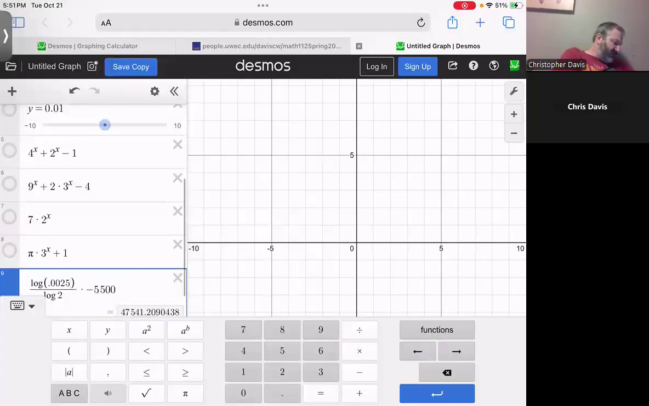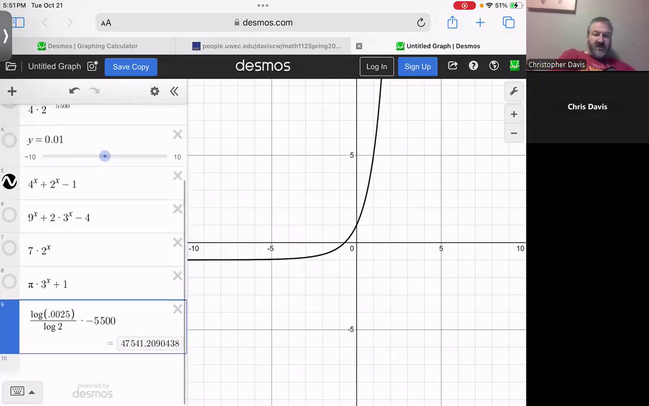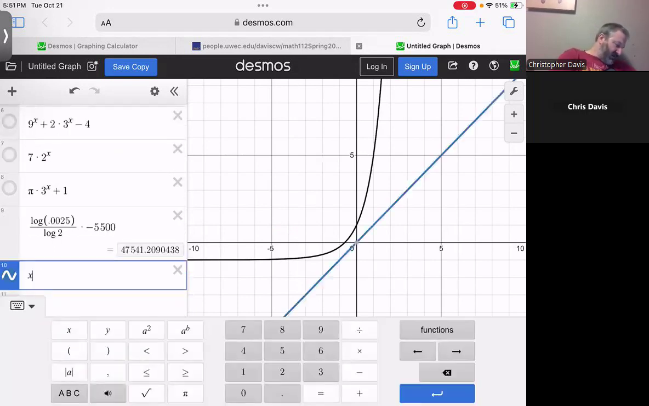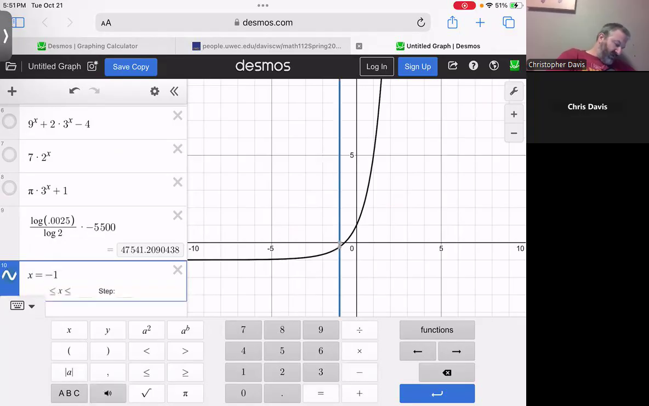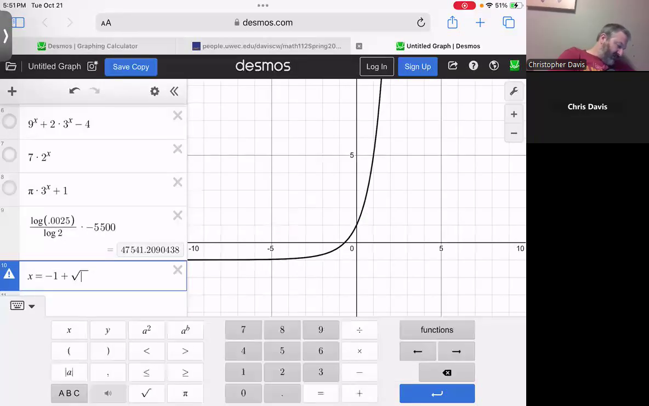Where are we? That's this one. Let's pull up that graph. And I guess we also saw these two solutions at x equals negative 1 plus or minus. So I'll graph the plus first. The square root of 5 all over 2.